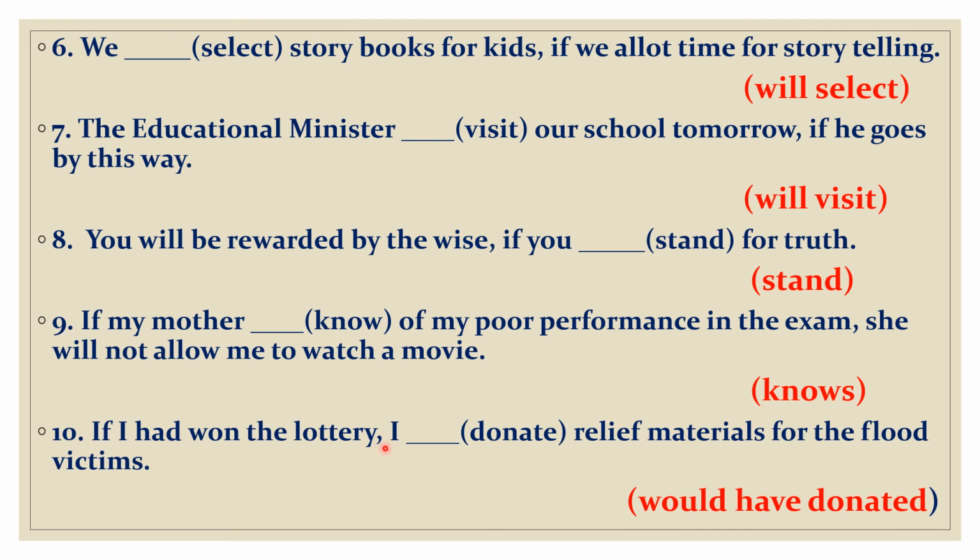If I had won the lottery, I dash relief materials for the flood victims. If plus subject plus had plus past participle, past perfect. In this main clause, I dash donate. Would have donated is the answer. Would have plus past participle. Would have donated relief materials for the flood victims.